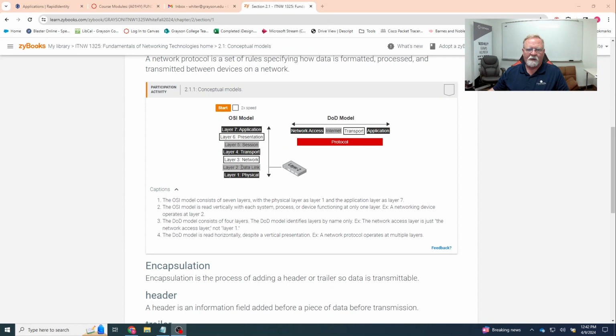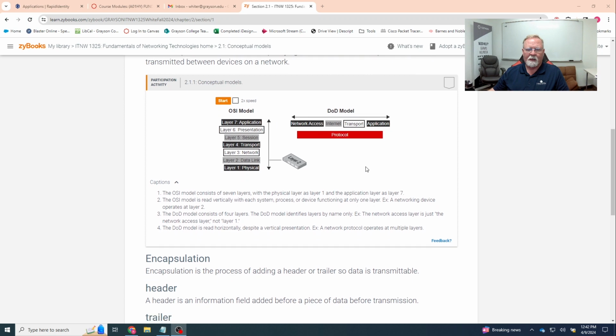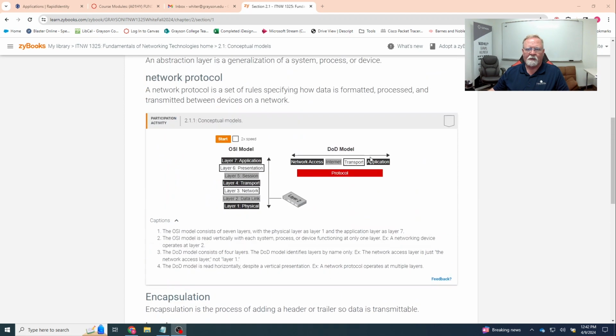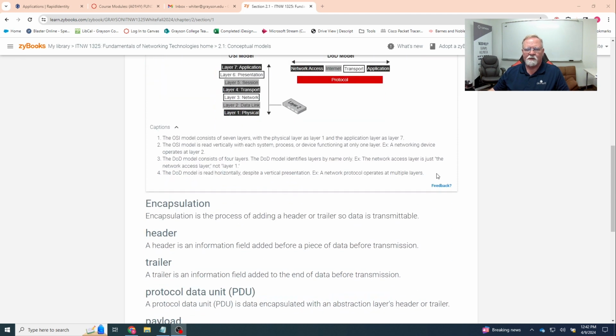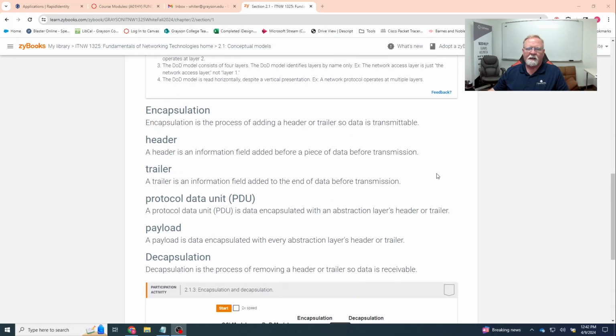So here are the layers of the OSI model. Here are the sections of the DoD model. And essentially what you'll need to do is run through the animation, and remember you're supposed to be getting the little check marks up here, and that's how this is graded. If you got check marks on all these, and then the questions, you should be in good shape.